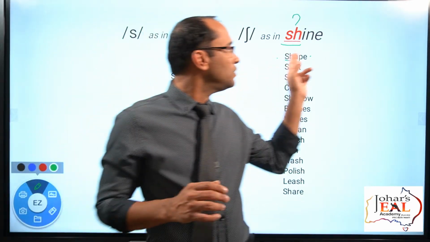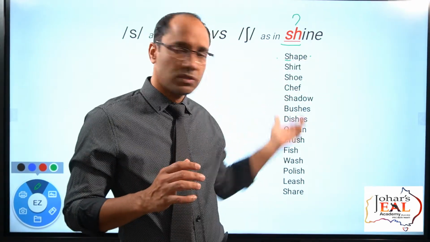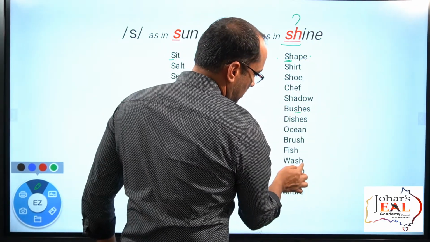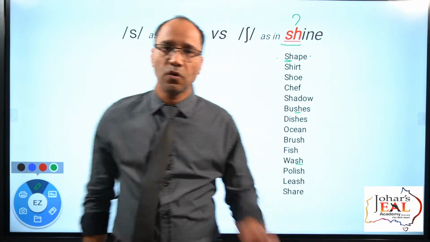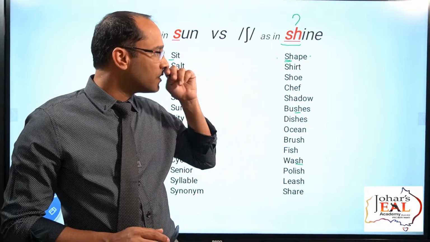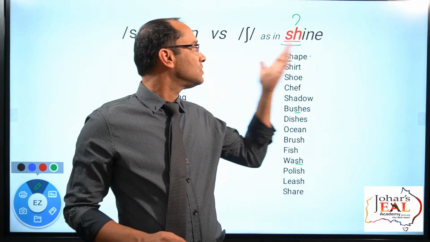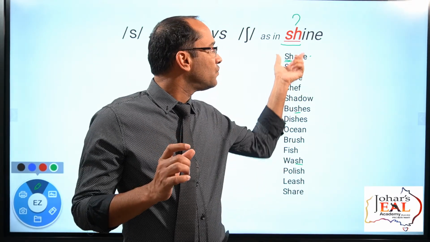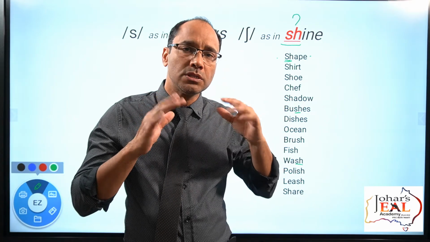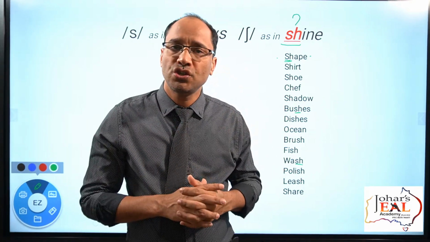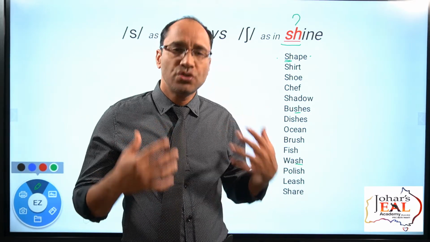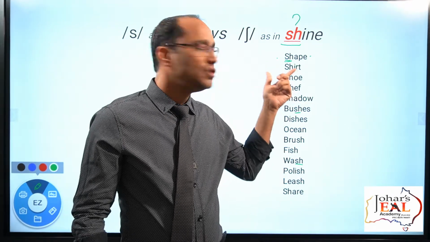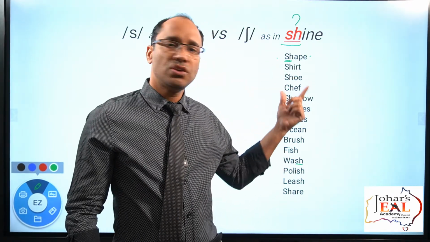So once again, when you pronounce these sounds, just for practice, you can use these words. Here some sounds are in initial position, some are in mid position, and some are final position consonants. So all three positions in a word I have written. When you practice, if you have issues, don't pronounce the word, just pronounce the sound. Sh, sh, sh. And then shape, shirt, shoe, chef.